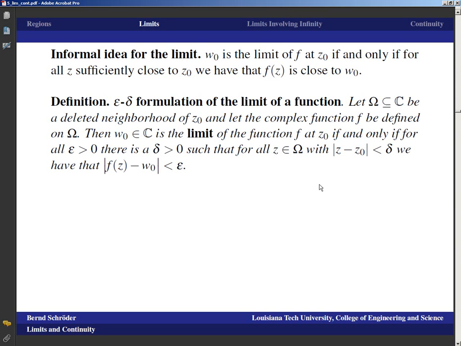So this definition is a triple or quadruple punch because it really has these 4 stages that I've listed here. We want to talk about for all epsilon greater than 0. And what does that epsilon do? That epsilon controls the distance between f of z and w0. So that epsilon, remember we're always thinking epsilon is small. We're not going to say what small is, but that controls that f of z must be close to w0.